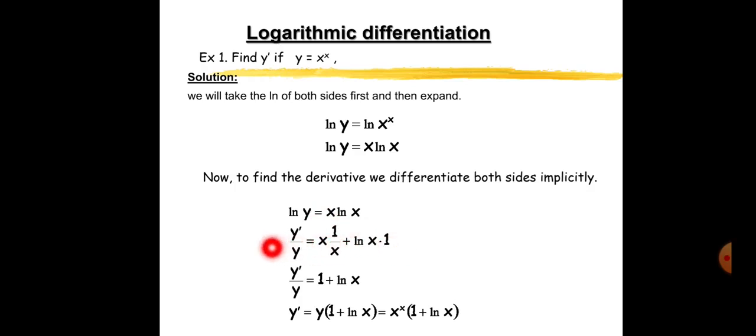Now we have to find y prime. We can simplify the problem here. x times 1 over x equals 1, and ln x times 1 equals ln x. Now to find y prime, multiply both sides by y to get y prime, as you can see in the last line.